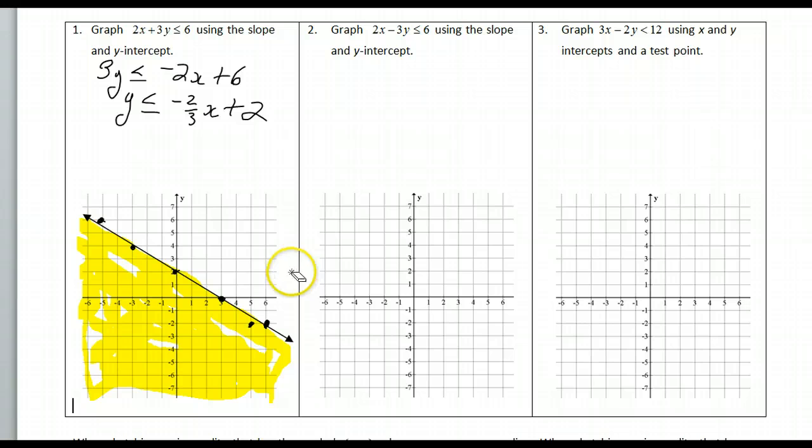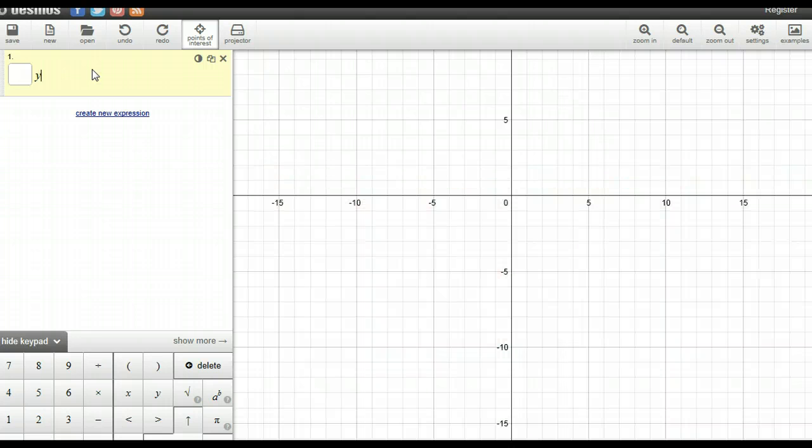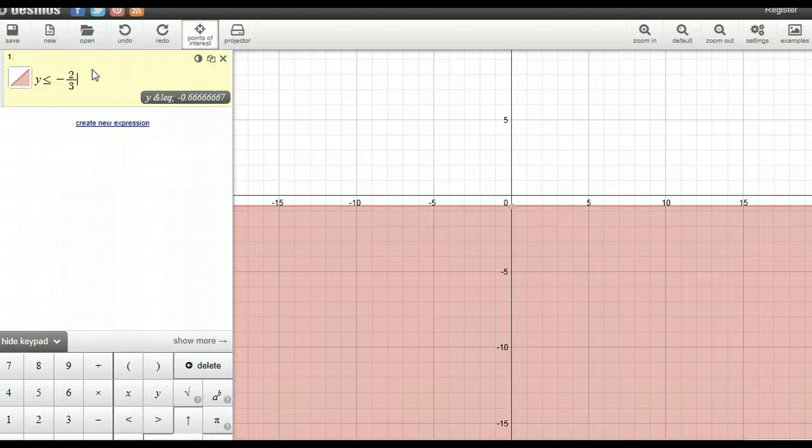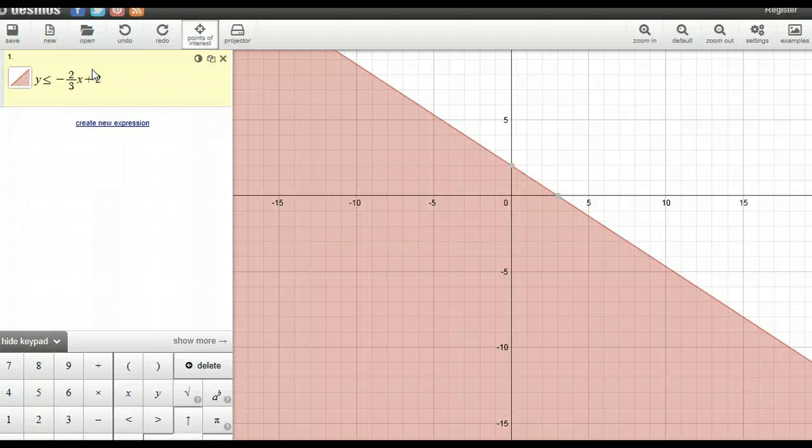Now, you can do this on your graphing calculator, and you can also do this in Desmos. So I'm going to pop over to Desmos, and we'll take a look at y is less than or equal to negative 2/3 x plus 2. So let me just go back and change this. So I'm going to go less than or equal to, negative 2/3 x plus 2.